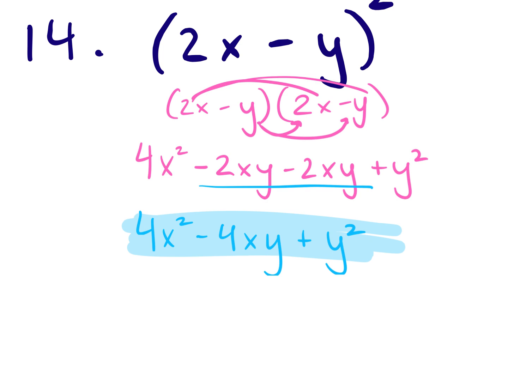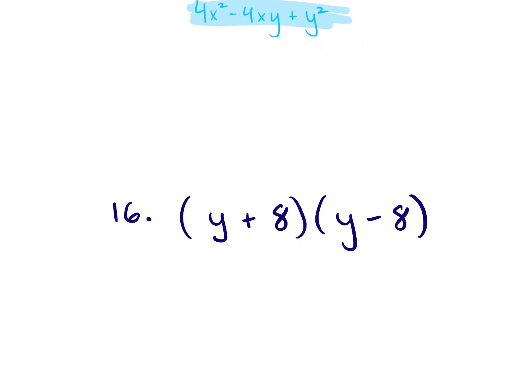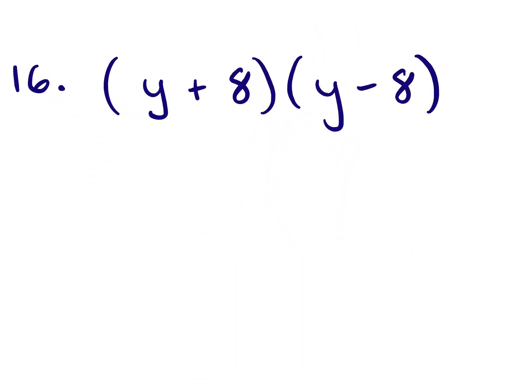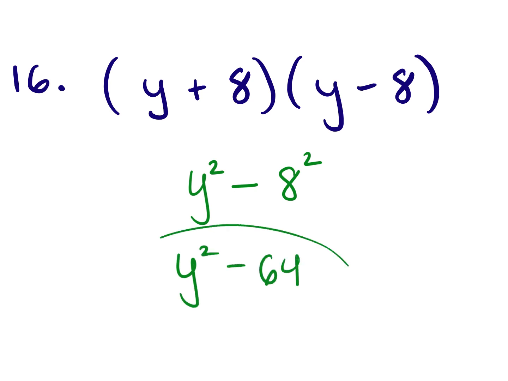Good here? All right, last one, 16. What can we do for 16? The shortcut. So what would come first? y to the second power. What's the sign in the middle? Minus. What would come next? 8 to the second power. So we have y to the second power minus 64. Awesome.